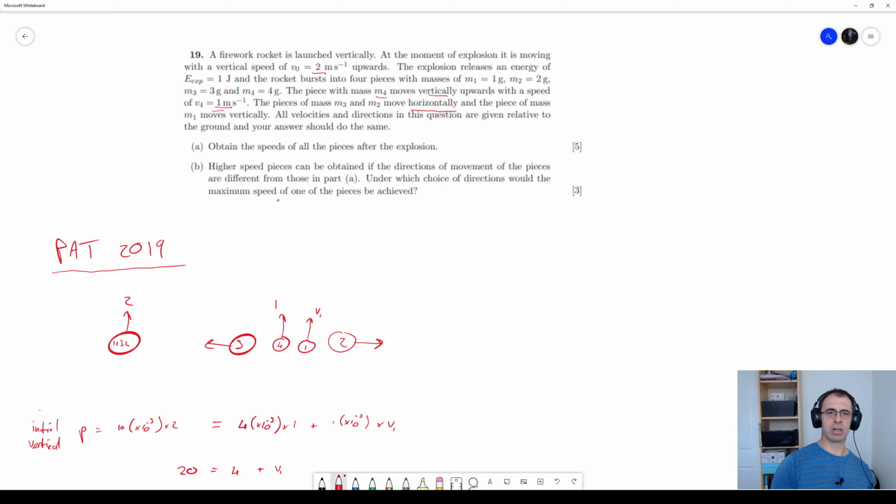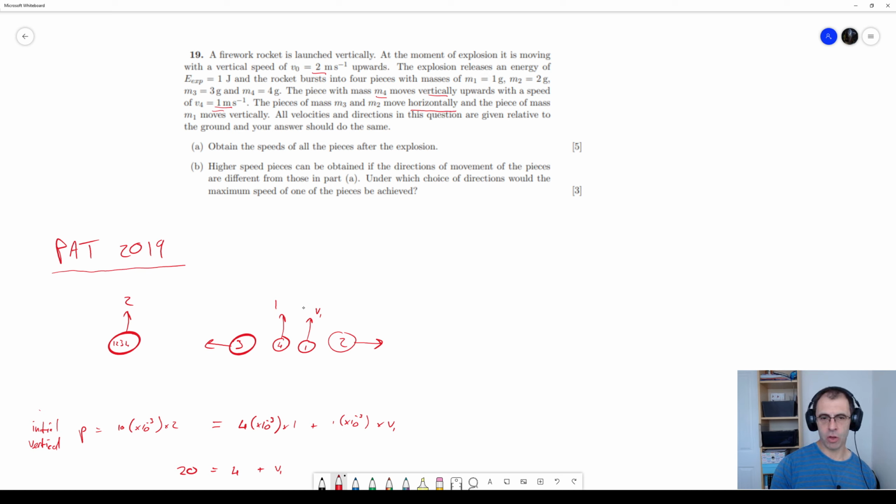The second part: higher speeds can be obtained if the directions are different. Under which choice of directions would the maximum speed of one of the pieces be achieved? So no calculations are required here. If we just think our way through this, we're going to share out 1 joule of energy between these 4 objects that are all traveling upwards at a speed of 2.